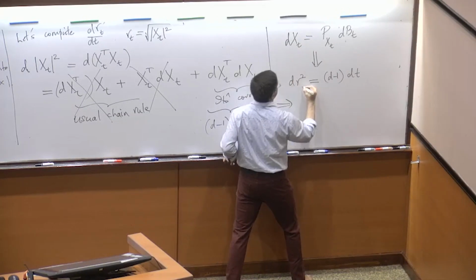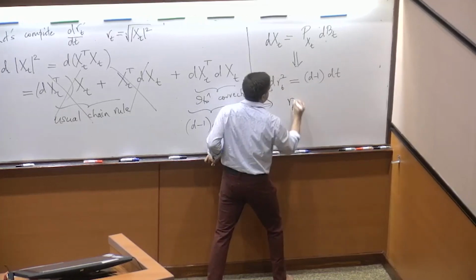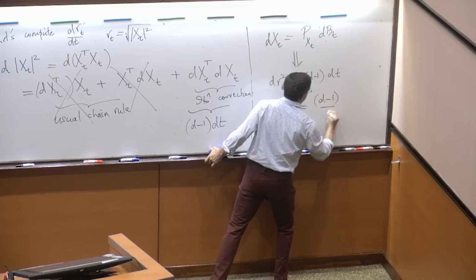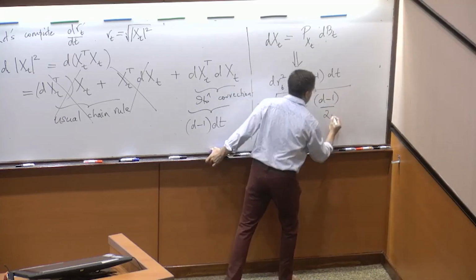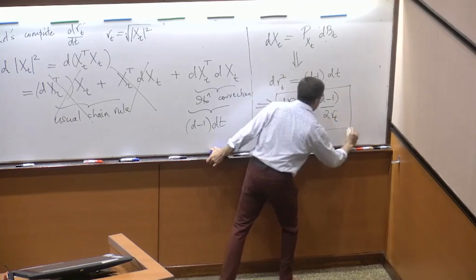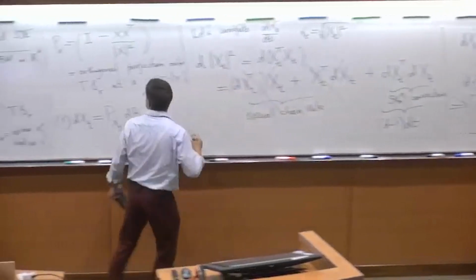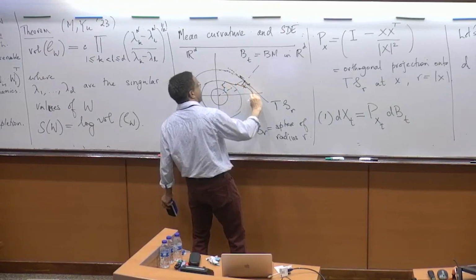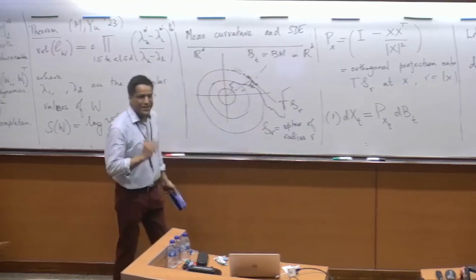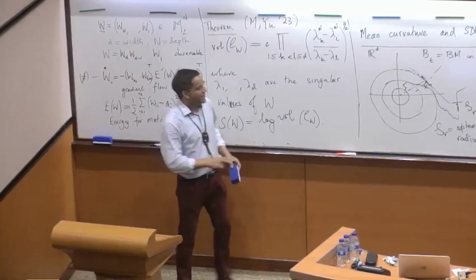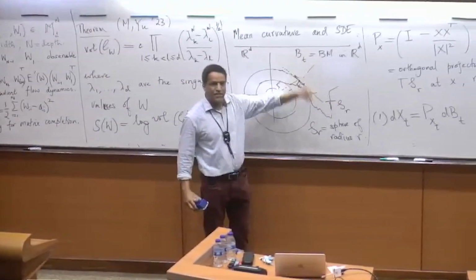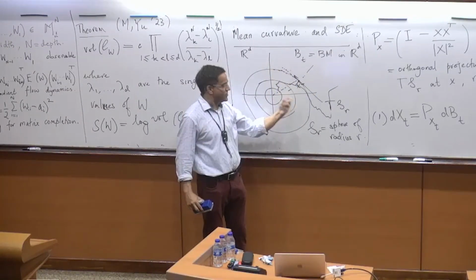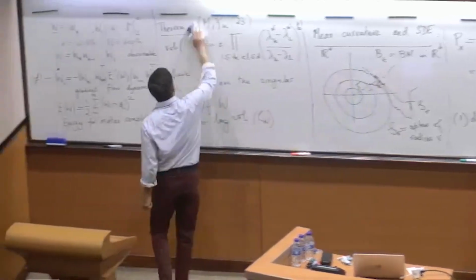And if you work this out, I'm just going to write it out as dr_t over dt is equal to (d minus 1) over 2 over r_t. Okay, so your particle is always going tangentially, but actually it's drifting outwards. So it's really an SDE fact, which tells you that despite the fact that you seem to always be moving tangentially, it is pushing outwards.